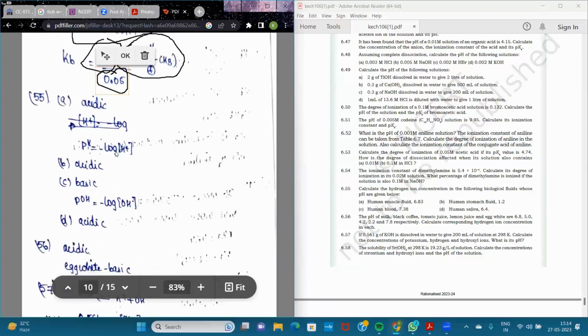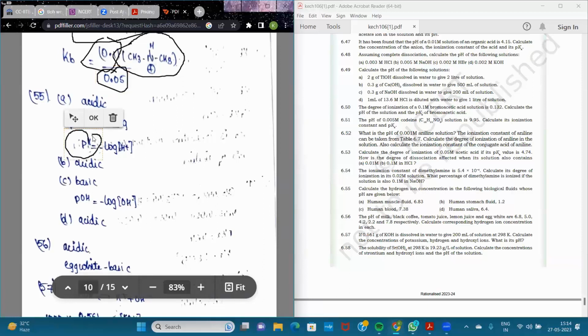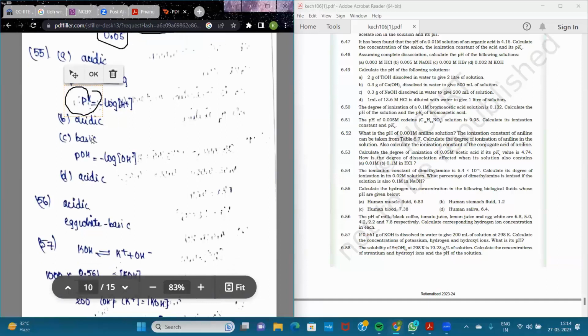55th question. Calculate the hydrogen ion concentration in the following biological fluids whose pH are given below. Directly, we can write it as pH equals minus log H plus. We need to calculate. And then we'll identify which solutions are acidic and basic. First one, pH is less than 7, so it is acidic.